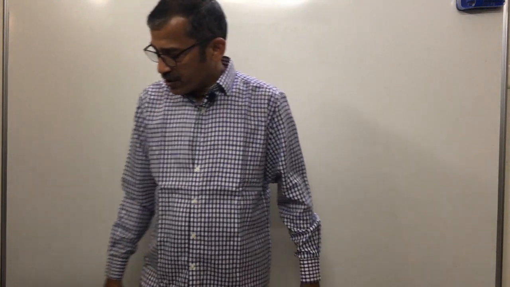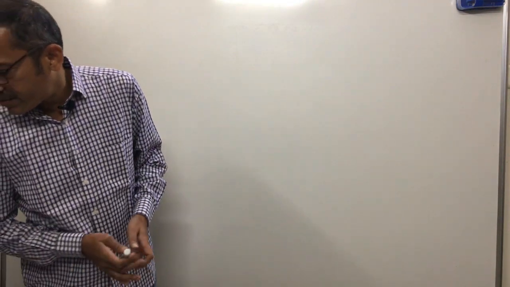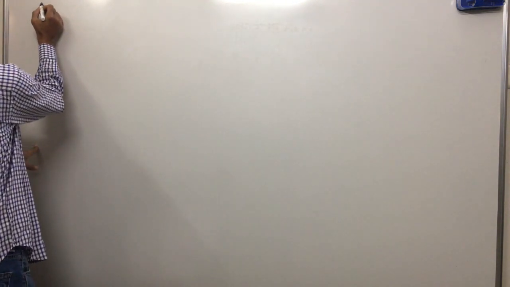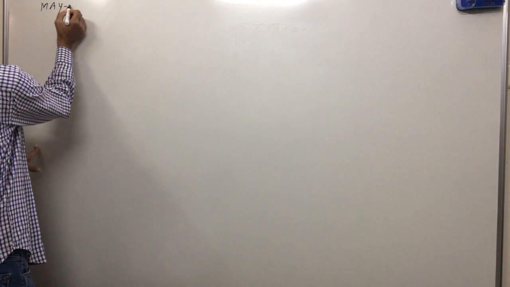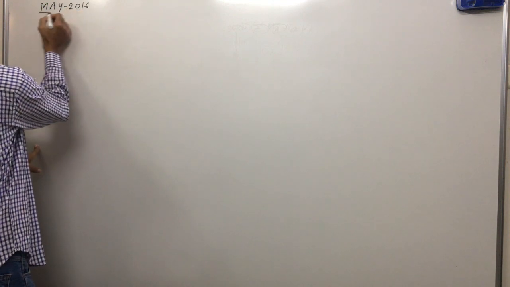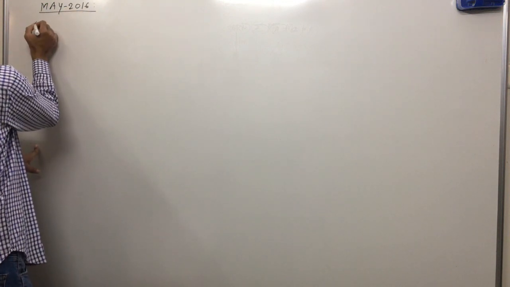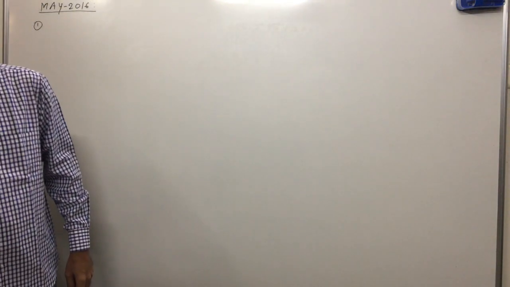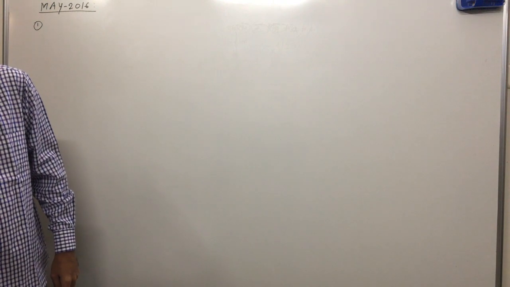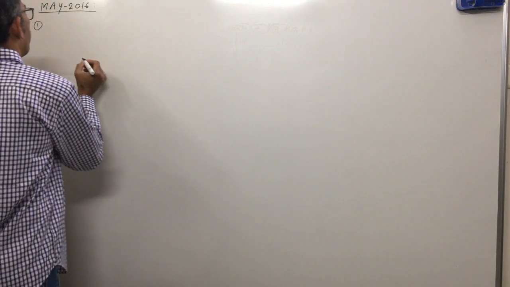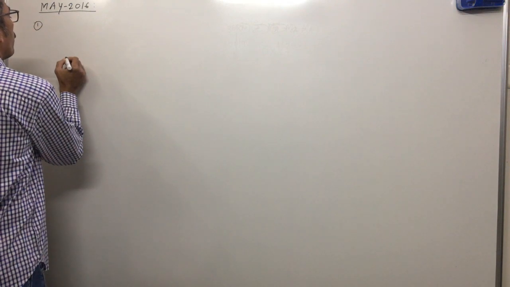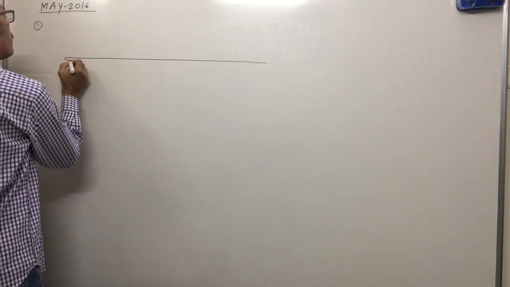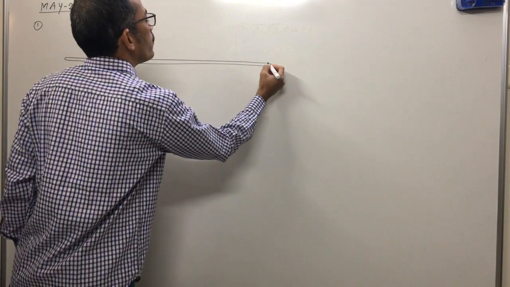The first problem I will start here is from the May 2016 exam. This is our first problem in this lecture. What is given? The length of the beam is given as 6 plus 2, 8, 8 plus 6, which means a 14 meter long beam.